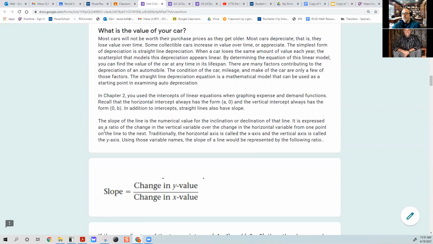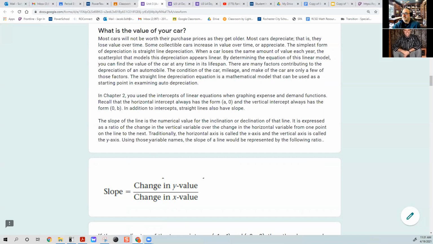All right, so the slope of a line is a numerical value for the inclination or declination of that line. It is expressed as a ratio of the change in the vertical variable over the change in the horizontal variable from one point on the line to the next. If that just sounded like gobbledygook to you, that's okay. We'll get it straightened out. The idea is that slope is the change in y divided by the change in x.